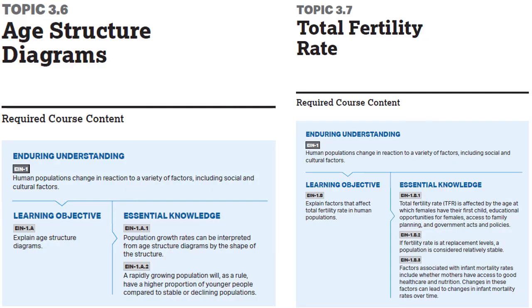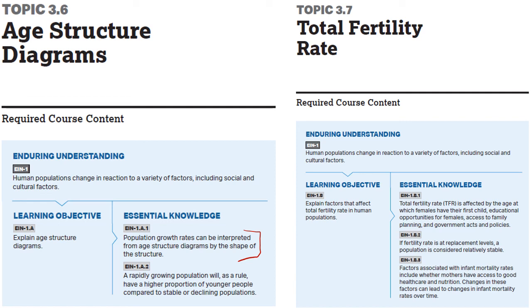So thank you guys for sticking around to the end. Let's just go through these essential knowledge real quick. So for age structure diagrams, population growth can be interpreted from age structure diagrams by the shape of the structure. So again, you're looking at whether it's a pyramid, you're looking at whether it's kind of straight-sided or whatnot, okay? A rapidly growing population as a rule will have a higher proportion of young people compared to stable or declining populations.